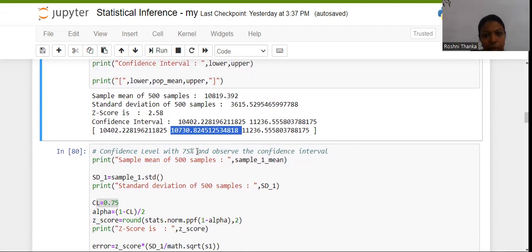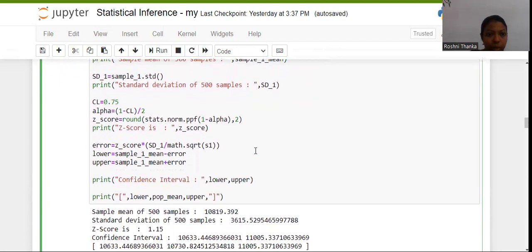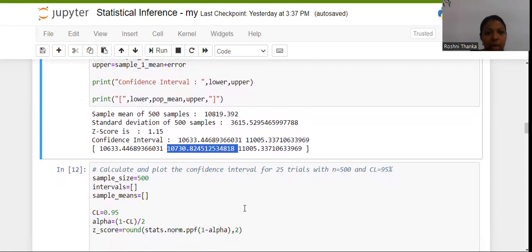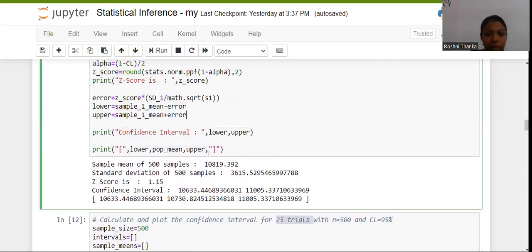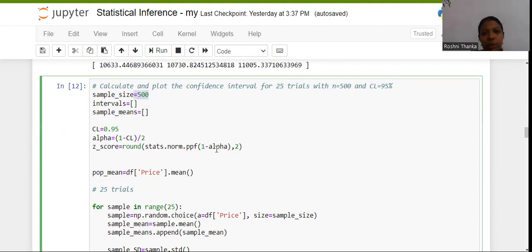Now we can also check with 75% confidence level, and we can check the confidence interval. So when I take 75% as confidence level, this is my confidence interval, and my population mean again falls within the upper limit and lower limit. Let us now check it with 25 trials. So here we did it one time. Now we are going to take 25 times. We are going to take different samples of size 500, and then we are going to plot it and visualize how my population mean is falling within the interval.